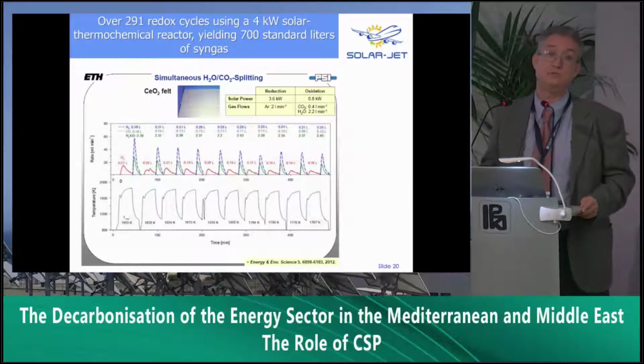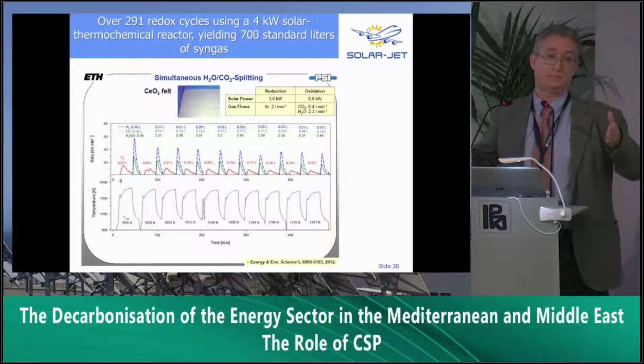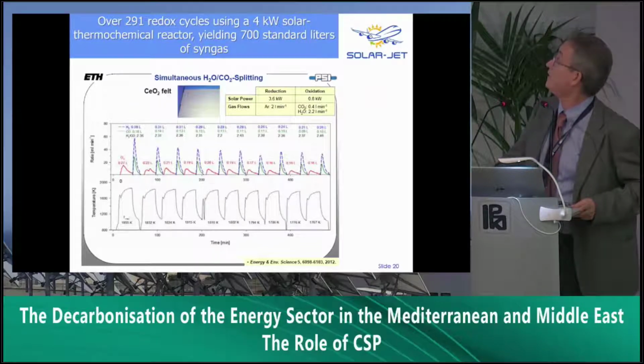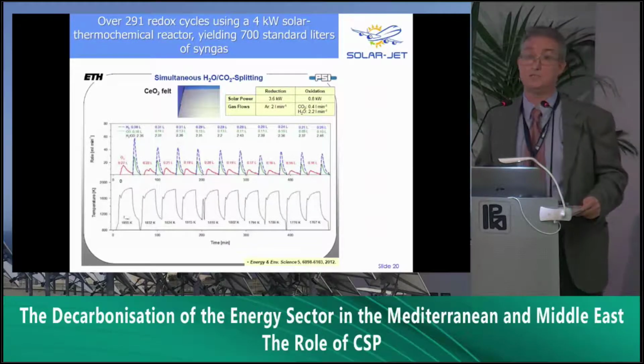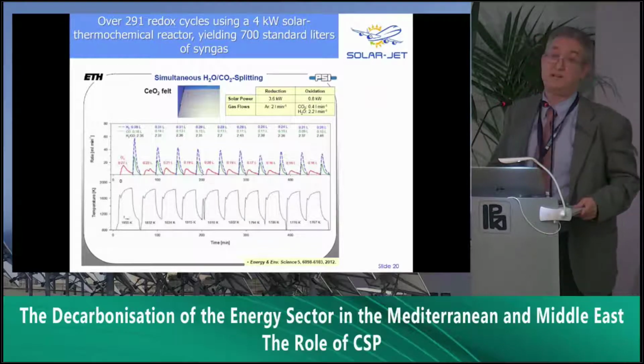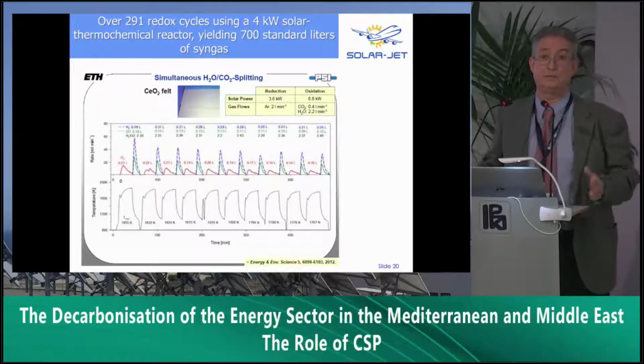They also have the largest demonstration in terms of number of cycles. Here you see the simultaneous splitting in a 4 kilowatt thermal solar simulator, TRL4. And you see that almost 300 redox cycles could be demonstrated.